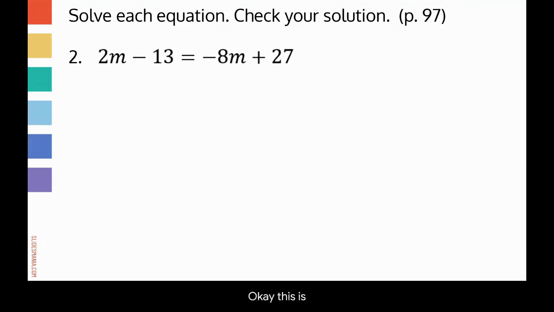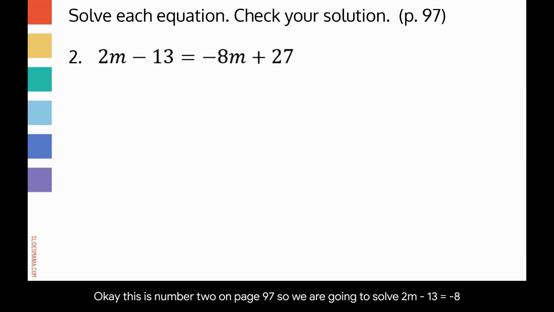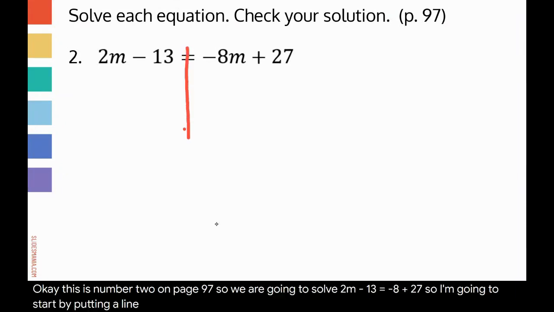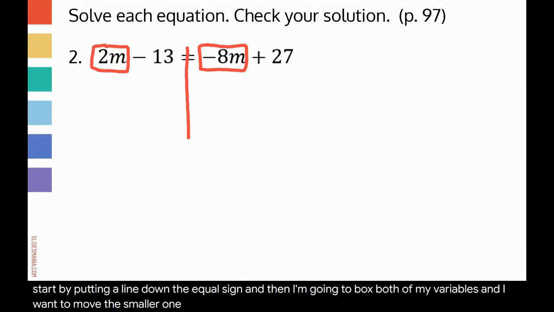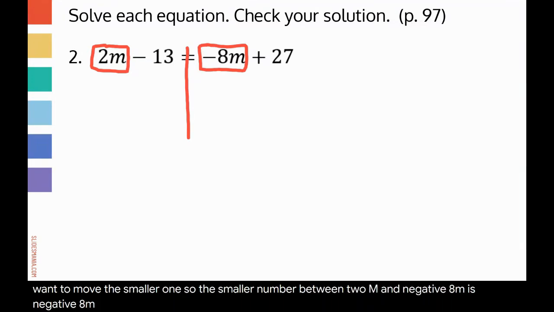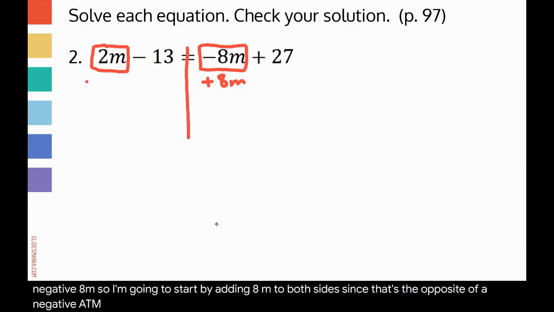Okay, this is number 2 on page 97. So we are going to solve 2m minus 13 equals -8m plus 27. So I'm going to start by putting a line down the equal sign, and then I'm going to box both of my variables, and I want to move the smaller one. So the smaller number between 2m and -8m is -8m. So I'm going to start by adding 8m to both sides, since that's the opposite of a -8m.